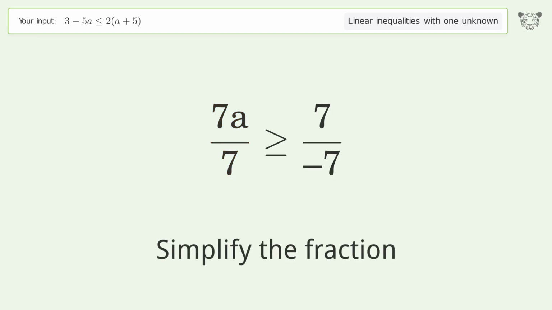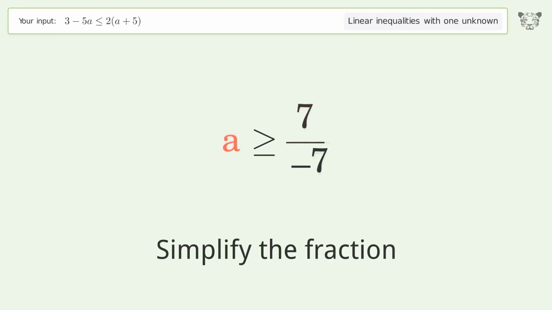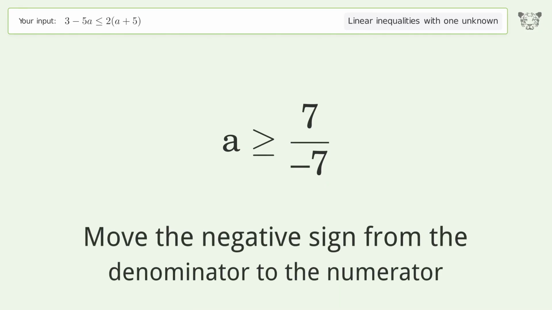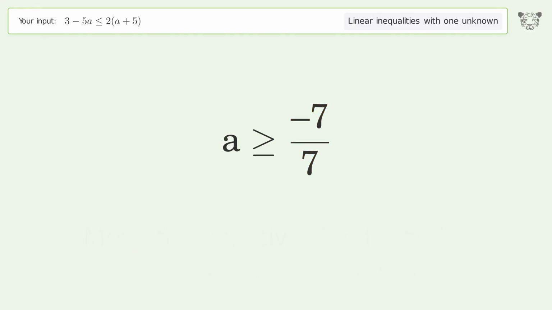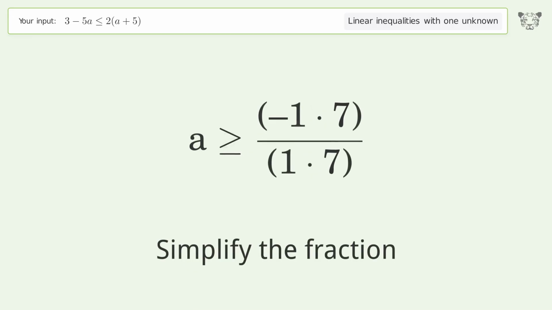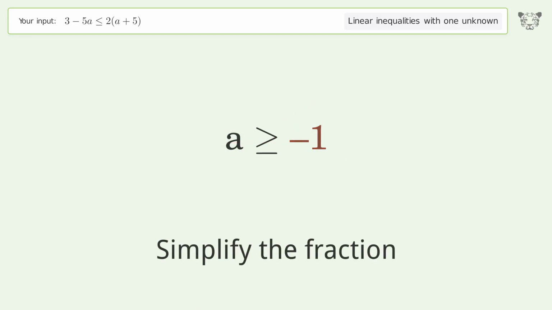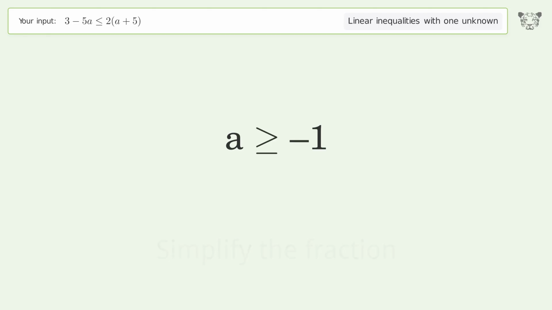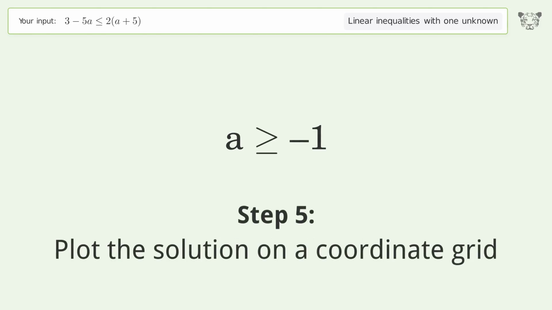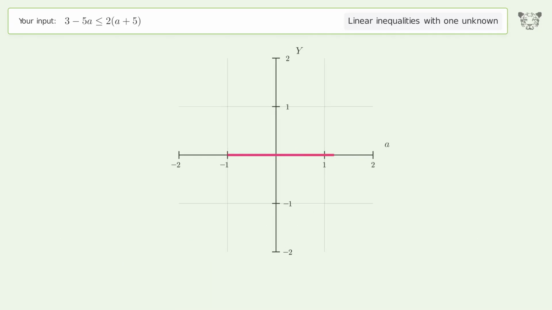Simplify the fraction. Move the negative sign from the denominator to the numerator. Simplify the fraction. Plot the solution on a coordinate grid. And so the final result is a ≥ -1.